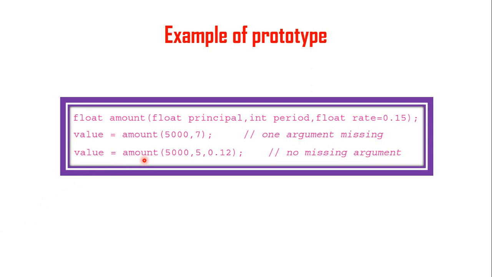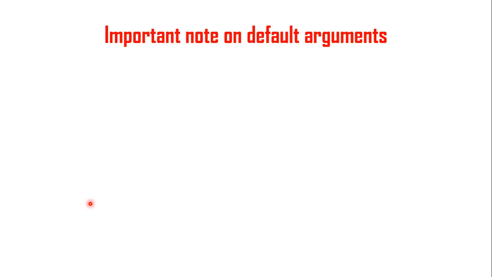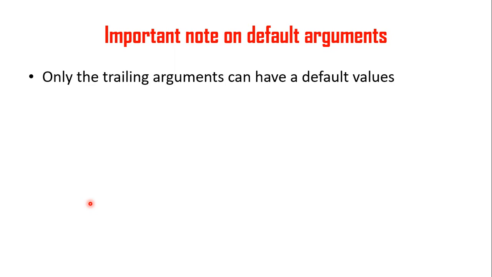Similarly, if you want to override, you can override. So 5005 and 0.12: in the place of 0.15, now 0.12 will be used, and the calculation can be done. In any way we can use it, either by missing arguments or without missing any arguments. Okay. And a very important note on default arguments.